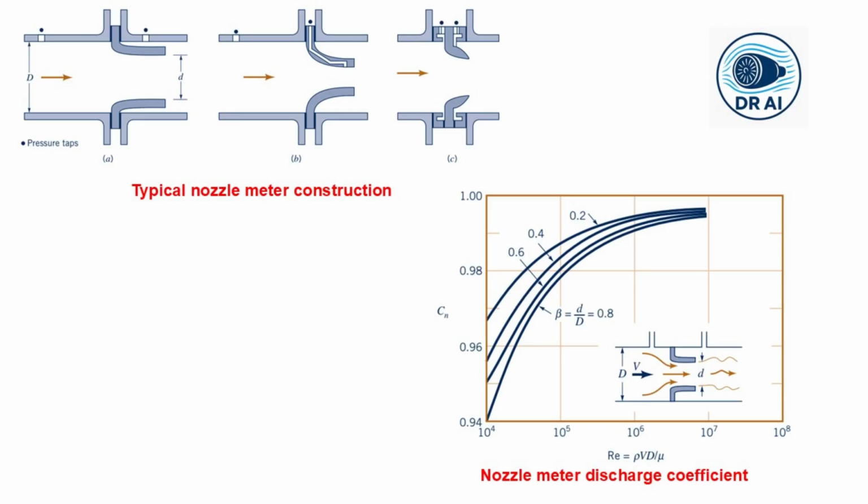As a result, the discharge coefficient for a nozzle meter, which is abbreviated as C subscript N, is higher than that of an orifice meter. You can see this in this particular figure. The values of C_N are closer to 1, meaning less energy is lost. The nozzle meter is more efficient.